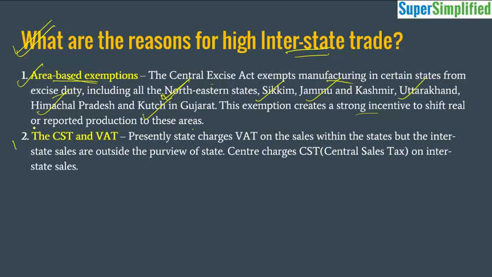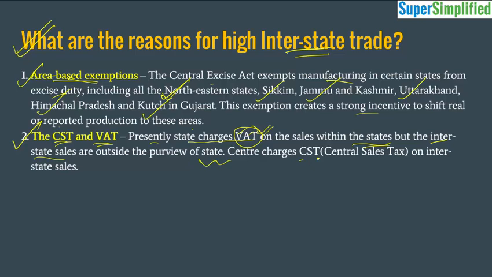So companies would like to establish their manufacturing units in these exempted areas to bring down their cost of production, right? And another reason is the CST and VAT anomaly. So in the present indirect tax regime, what is happening here is state is charging VAT, value added tax, on the sale within the state. Okay, you manufacture something and you sell within the state, then you have to pay VAT to the state government. But if you are selling your product to a consumer sitting in another state, then it is interstate trade between two states, right? And this is outside the purview of the state. So VAT is not applicable in this case.